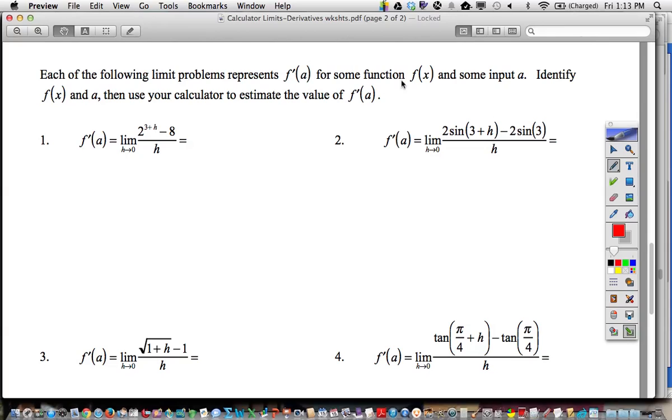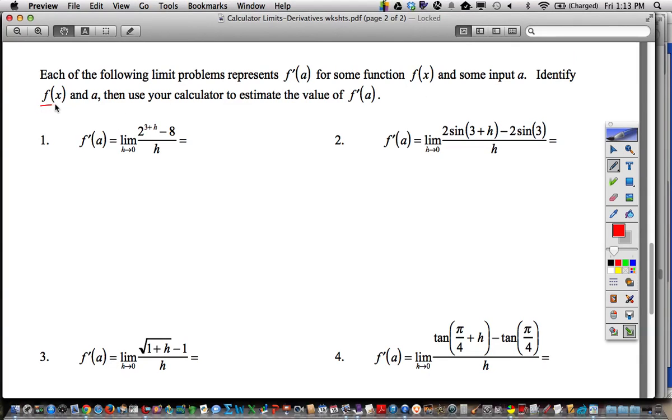So it says, you're supposed to identify f of x and a, and then use your calculator to estimate this value. Now I want you to do the tables, but if your calculator still works, you don't have to write the table on this one. But I would like you to use the table just to get used to that again. So here's what you'll do.